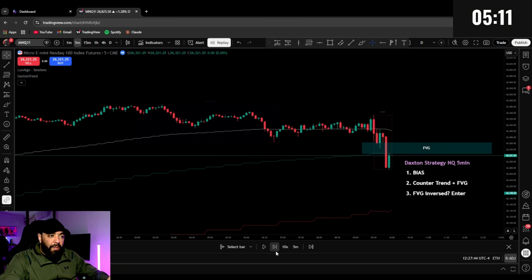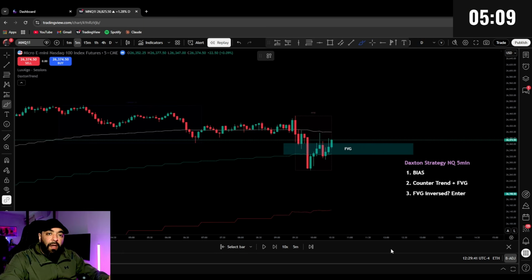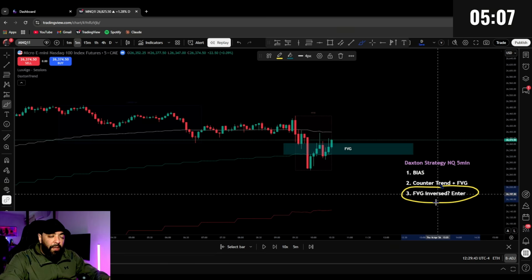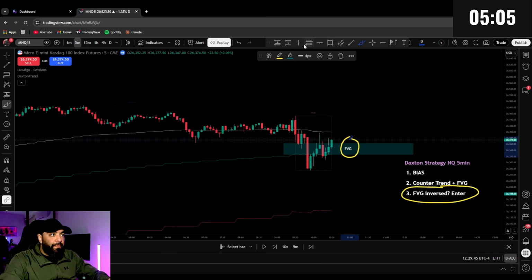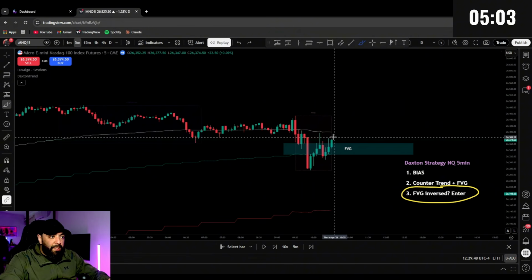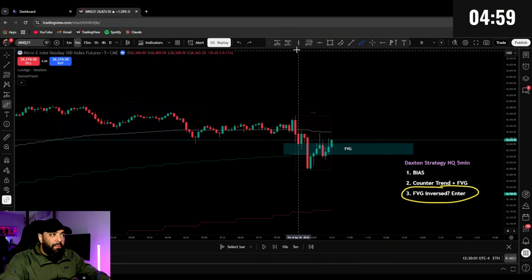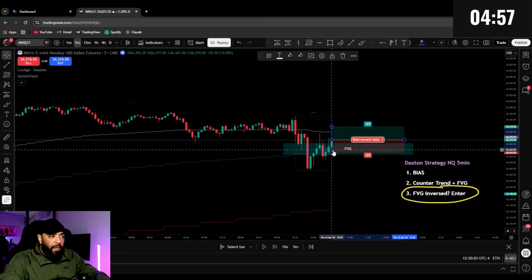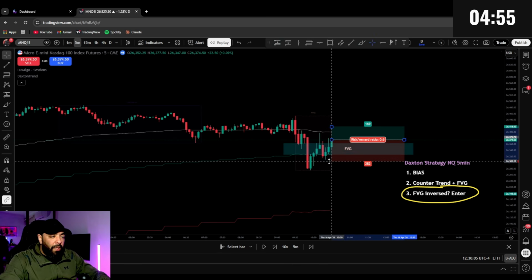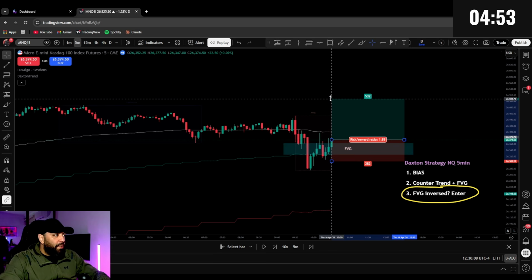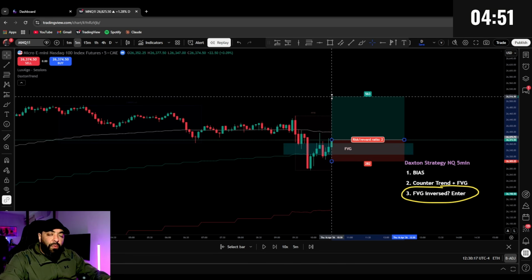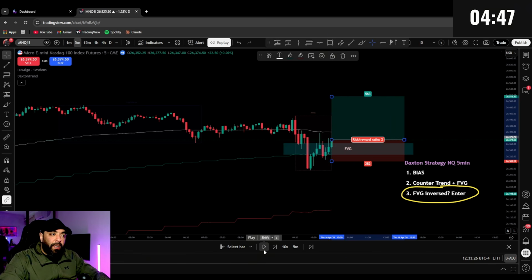Now let's play the price forward. And here is the third step. If we invert this FVG, that means if the price breaks through this FVG in the direction of the trend, that means we go in, we put our stop loss under the swing low, and we target the previous liquidity. If we have none, we go for a 2R and we trade the continuation. Let's play this trade out.